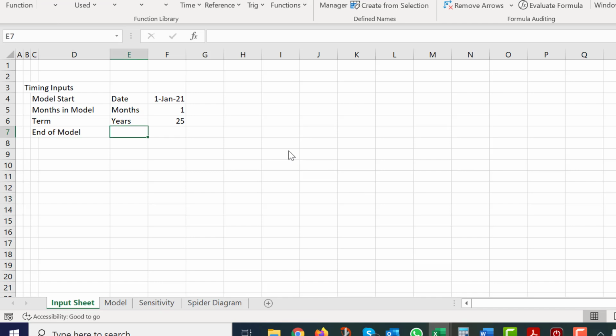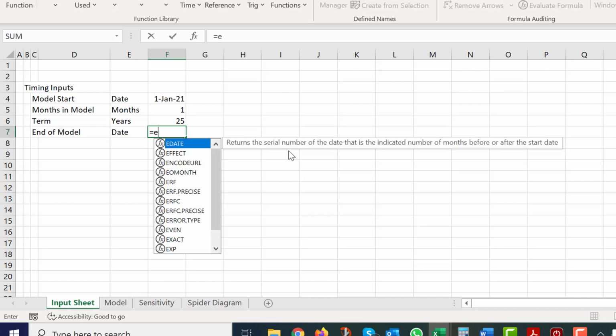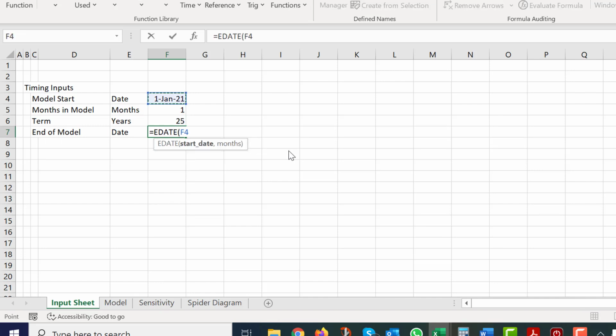Now I think I'm just going to make absolutely sure something is happening here. So this is going to be another date. Let's put equals EDATE, go to our start date and put this times 12, and Shift Control 3. So that's the first thing. Let's get some of the dates right. And then let's put sale dates.